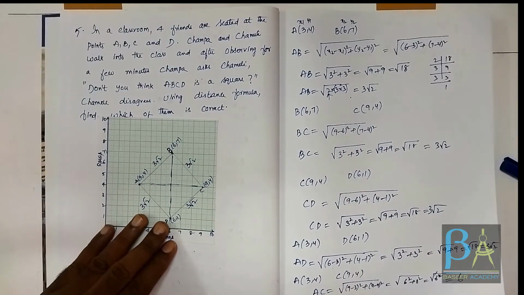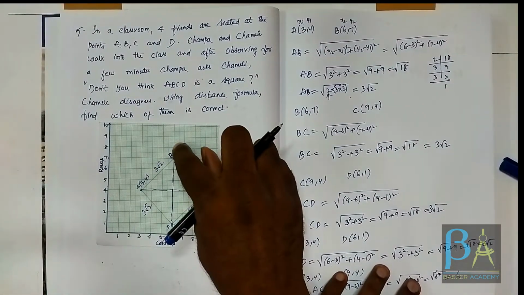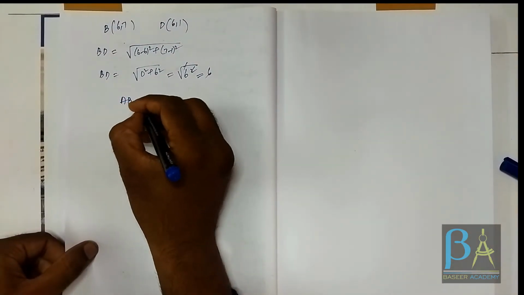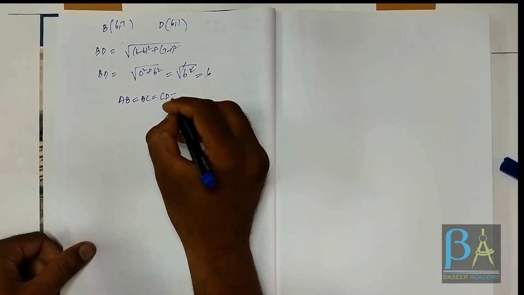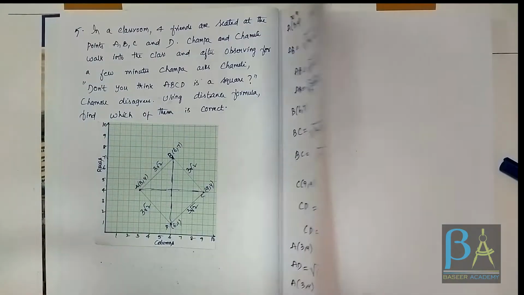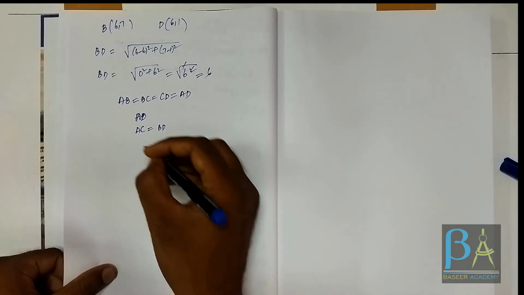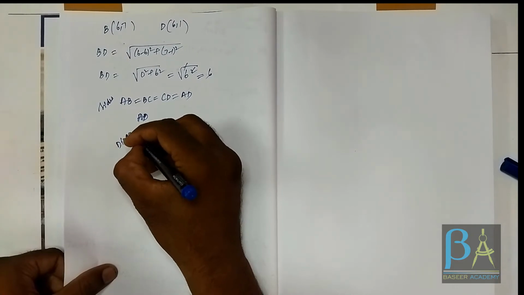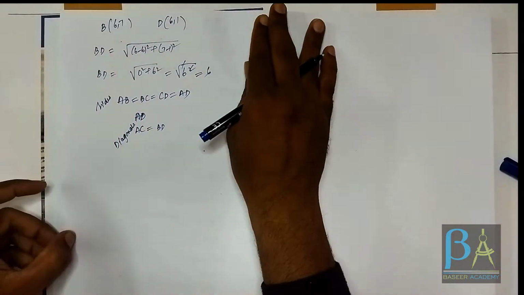So I ended up getting both the diagonals as 6 units, and then we see that all the four sides AB, BC, CD and AD are equal, and the diagonals AC and BD are also equal. All the sides are equal, and then the diagonals are also equal. So you can say that the 4 points form a square. Let's move on to the next question now.